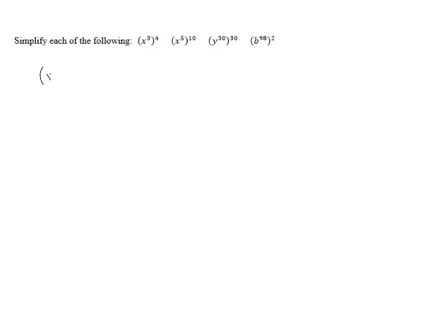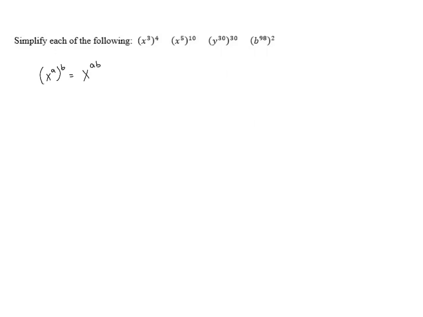If we have x to the a raised to the b power, so this is one power raised to another, we can rewrite this as x to the ab, meaning we multiply the exponents here. This is different from the last rule where we added the exponents.